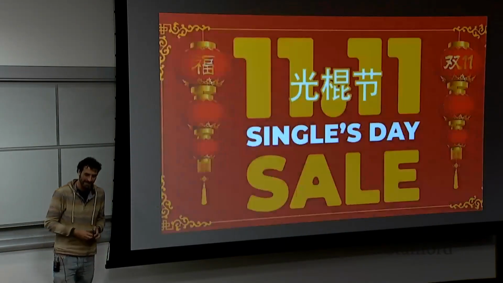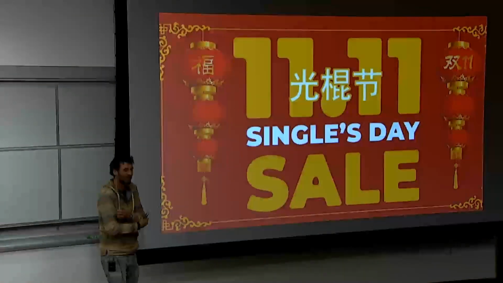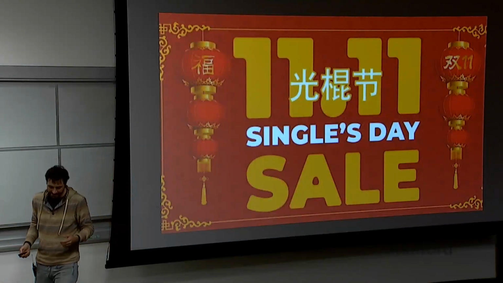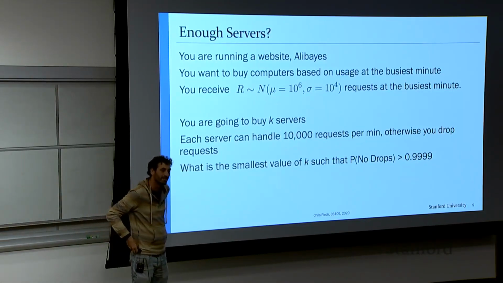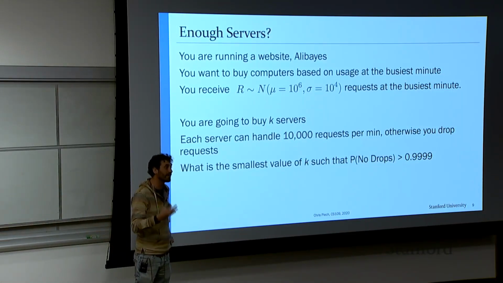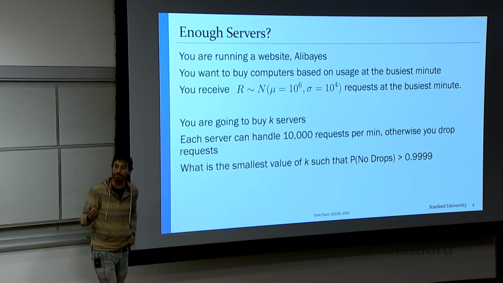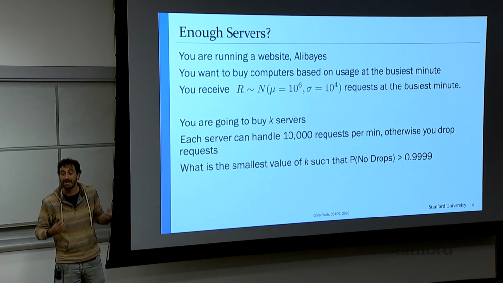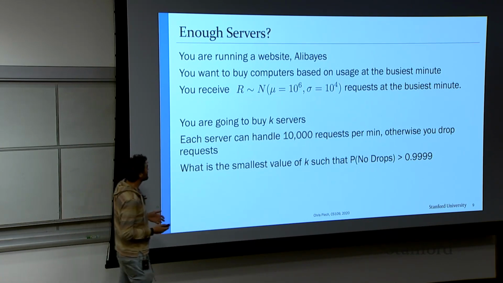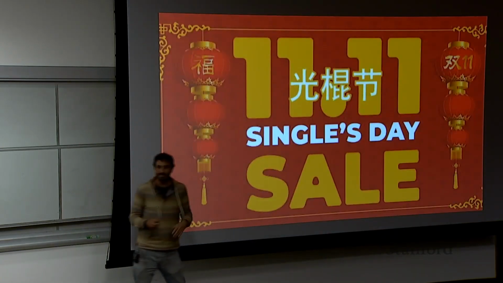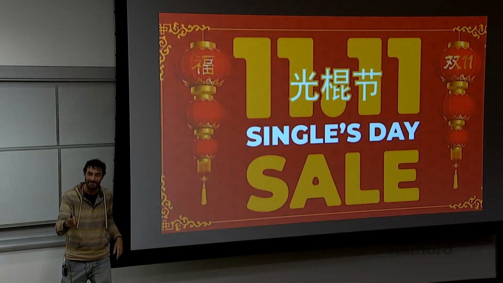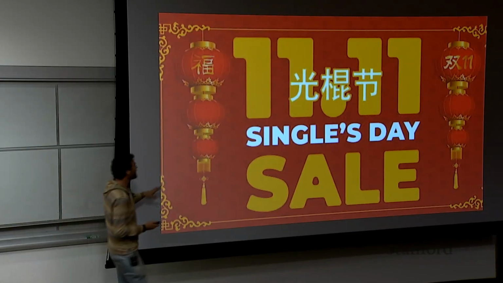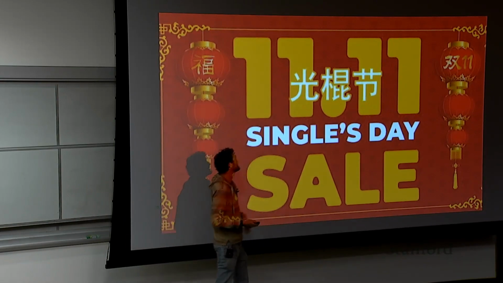Here's my problem, and I think it's actually quite interesting. It leads to a surprising result. And the result has to do with how many computers you need if you're running a website and you want to guarantee a certain probability that you will not drop any requests. So the story starts on this thing called Singles Day. You've heard of Amazon, right? Has anyone here heard of Alibaba? Alibaba is like the Chinese equivalent, and their Prime Day equivalent is this thing called Singles Day on 11/11.